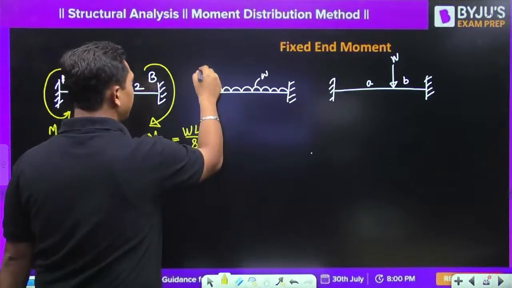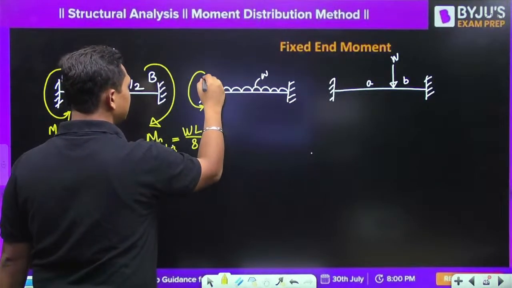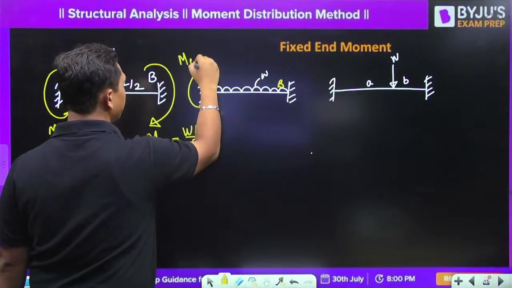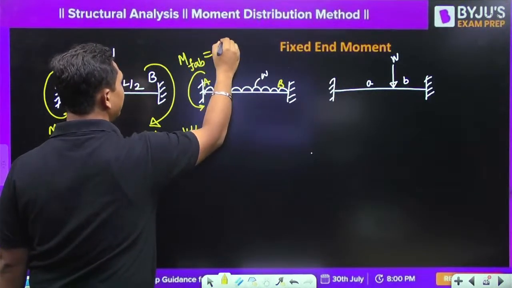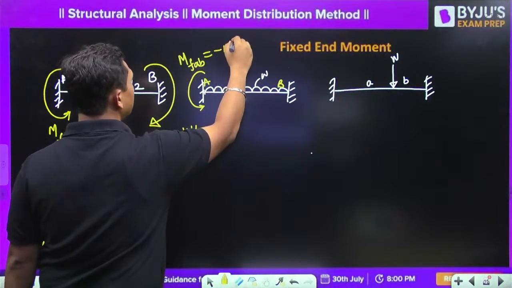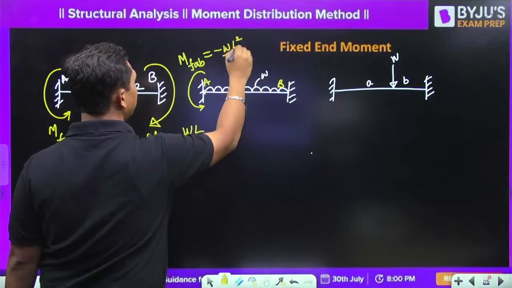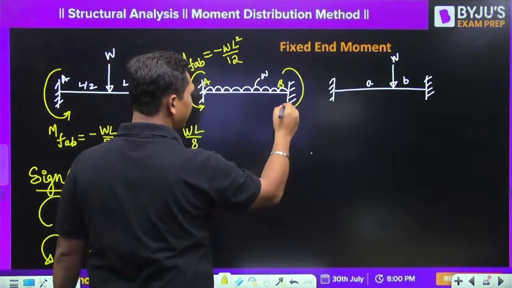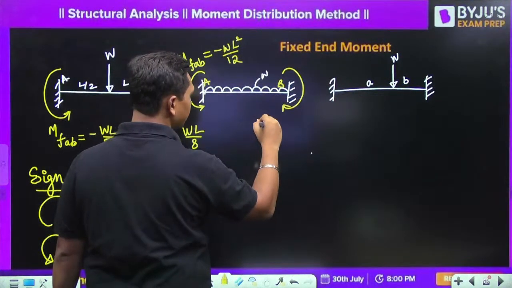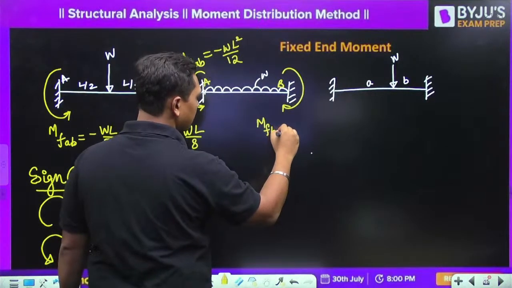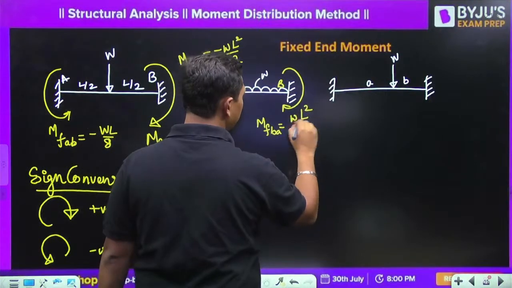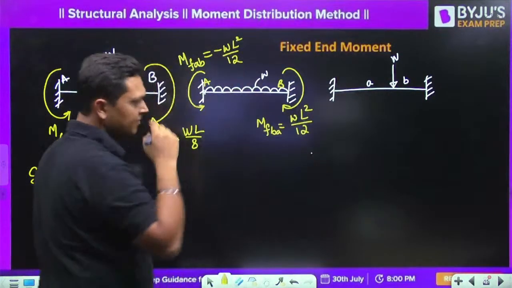Now similarly over here, this is A, this is B. MFAB is equal to minus WL square by 12 at this point, and over here the moment will be WL square by 12, plus, since it is clockwise.